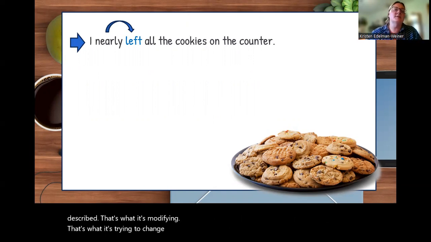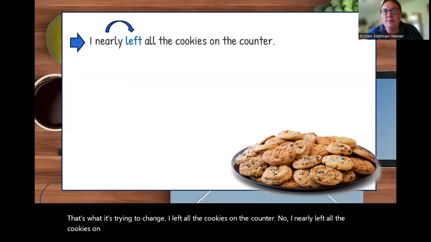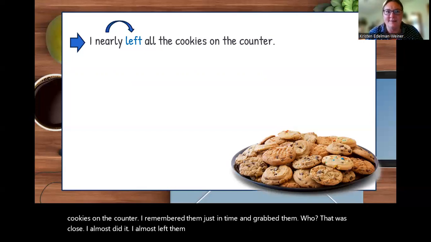I left all the cookies on the counter. No, I nearly left all the cookies on the counter. I remembered them just in time and grabbed them. Whew, that was close. I almost did it. I almost left them all on the counter.